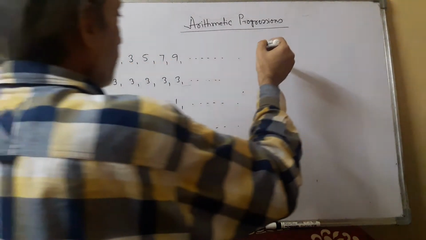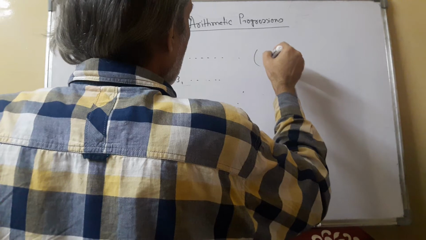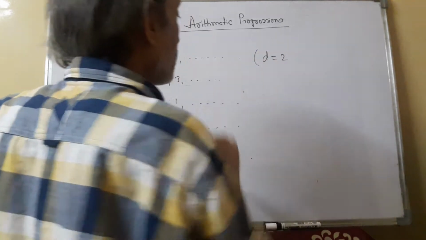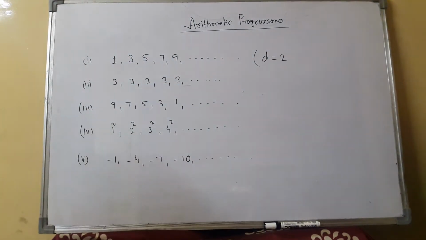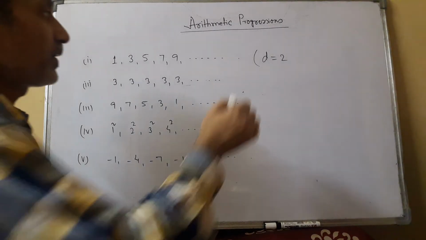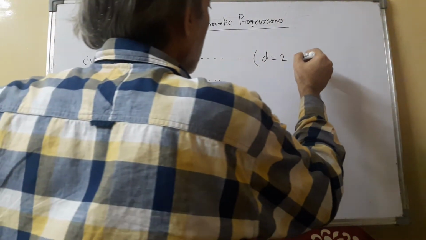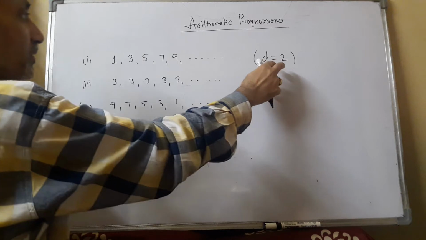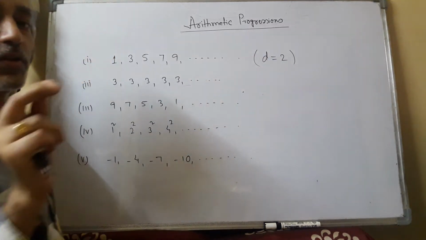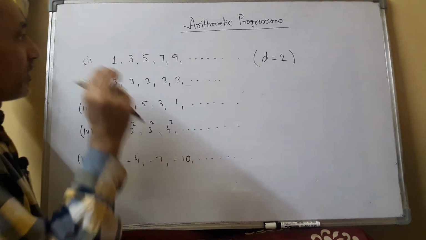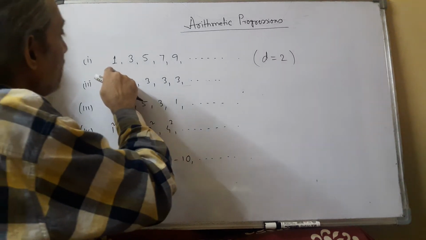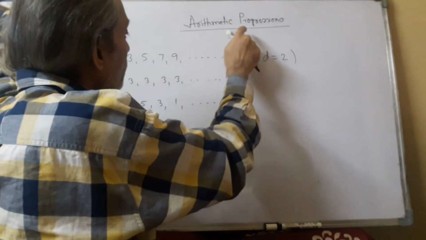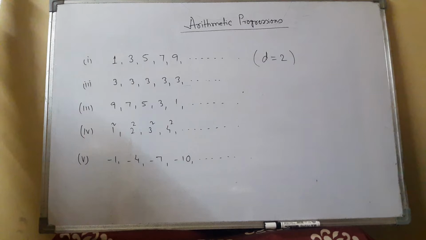So in this case, common difference is denoted by small d. Since the value of d is 2, which is a constant, therefore we can say these numbers form an arithmetic progression.